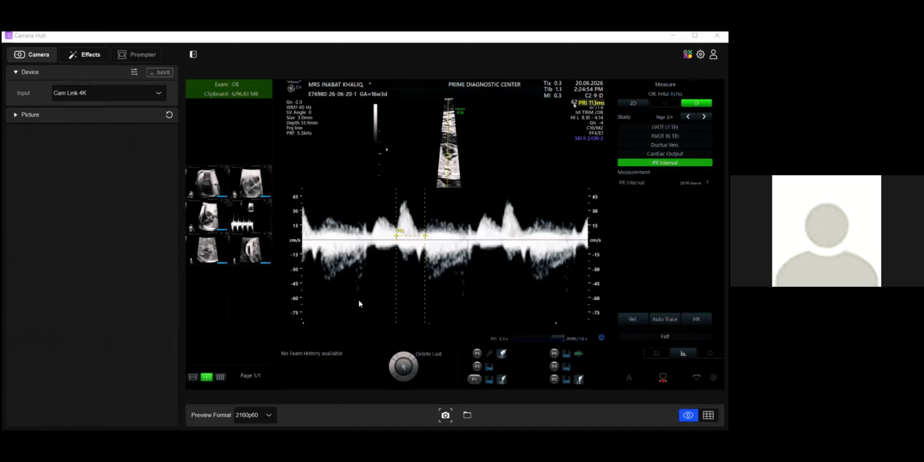And if you ask me what is the incidence of anti-Ro, anti-La antibodies being present and causing a complete heart block, it is less than 2%. Okay, so it's not very high anyway.